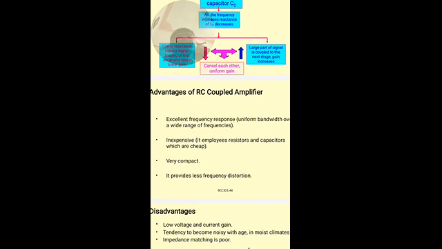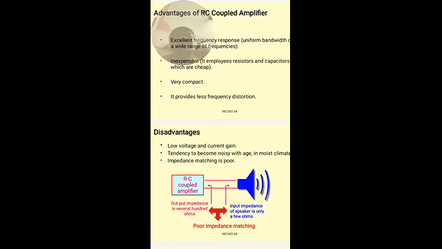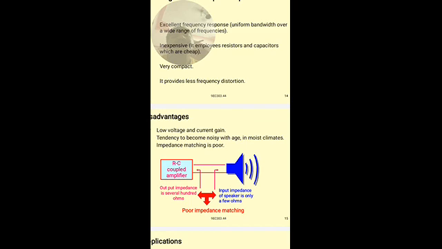It employs resistors and capacitors, which are very cheap, and it is very small in size, compact. It provides less frequency distortion. Coming to the disadvantages: low voltage and current gain, and it becomes noisy with age and in moist climates.